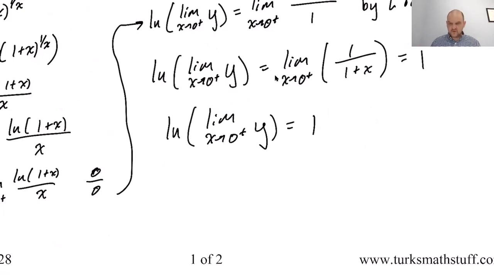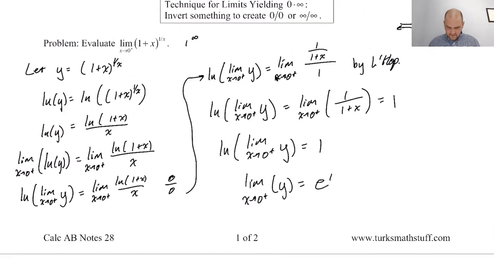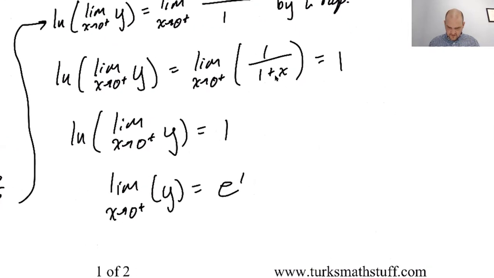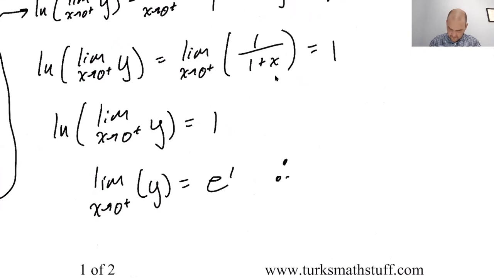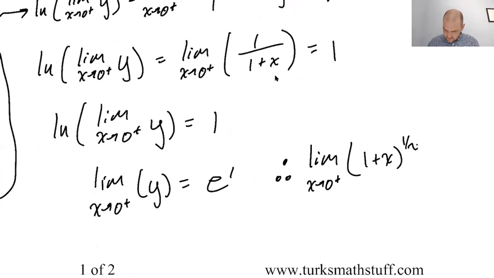is equal to 1. Okay, exponentiate, right? You've got to get that thing outside of the natural log. So the limit as x approaches 0 from the right of y is equal to e to the first, which is e. So let's write the original. We'll say, therefore, the limit as x approaches 0 from the right of 1 plus x to the 1 over x is equal to e.